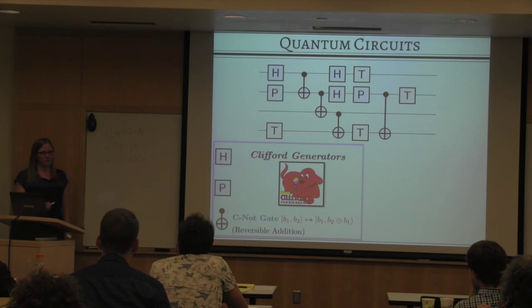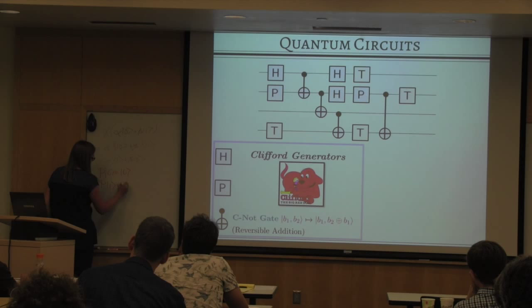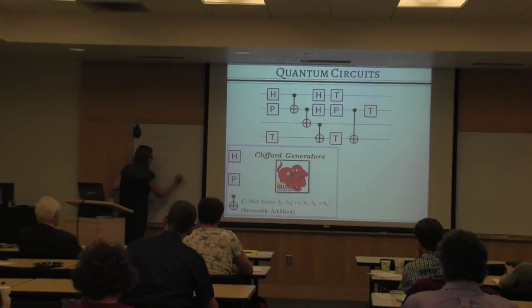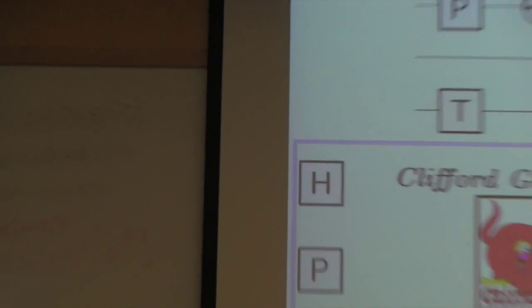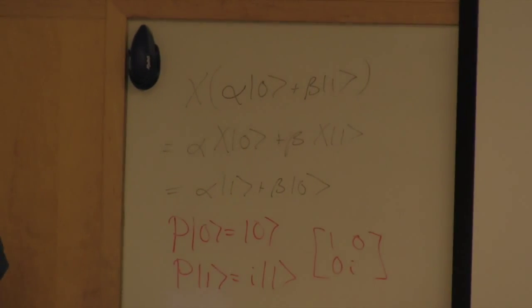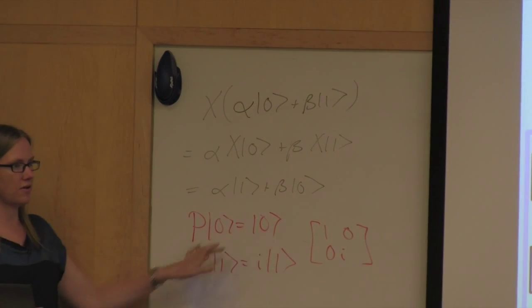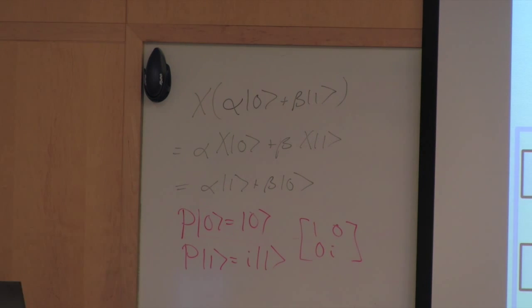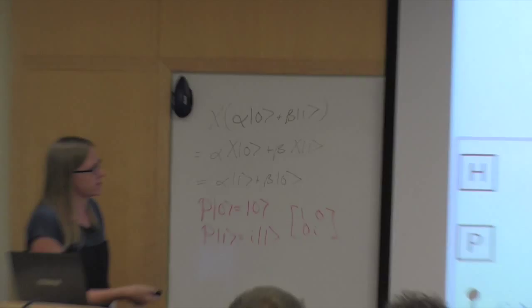A P gate is a phase gate, and it acts like this. So it's given by the unitary. This is something that makes absolutely no sense classically, because classically it does nothing to 0, and it does nothing that makes any sense to 1. But quantumly, this is a very important gate. And then we also have this other gate T, which when we add it to the Clifford generators, gives us a universal quantum gate set.